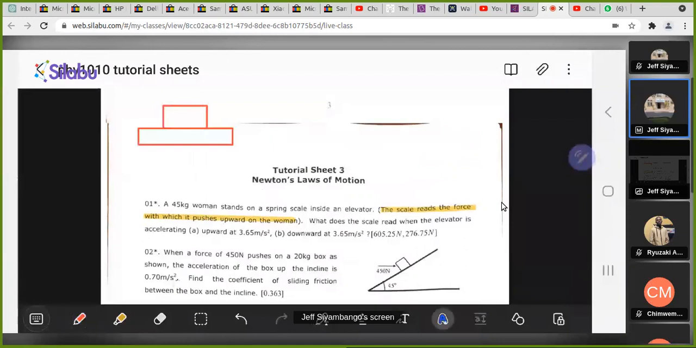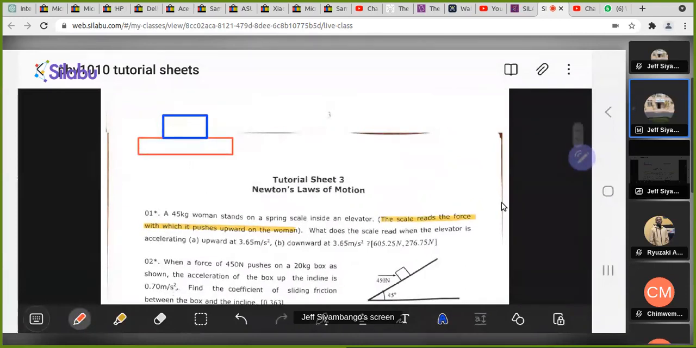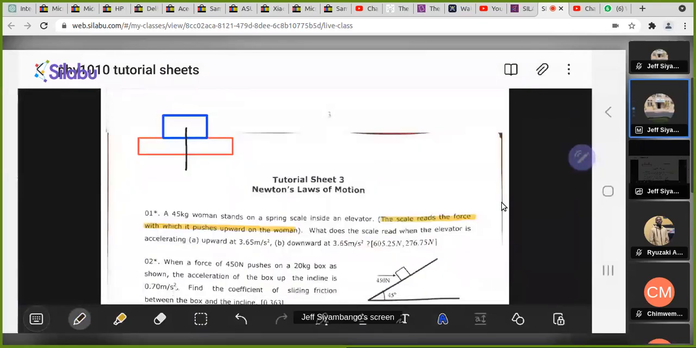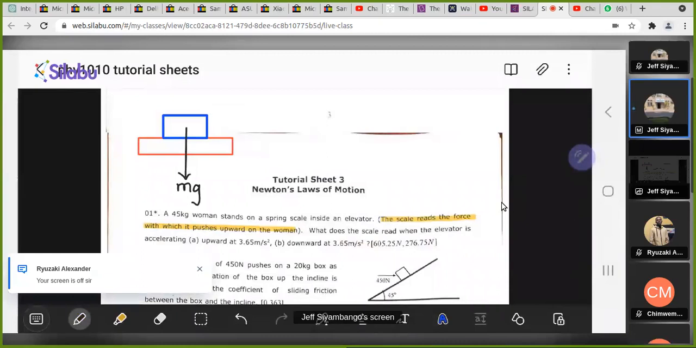What happens is that obviously you expect the weight of this object to bear down onto the scale, the weight to be pushing downwards. And let's take the weight to be mg. So the weight of this object will be pushing down onto the scale, and that weight, we're taking it as mg.